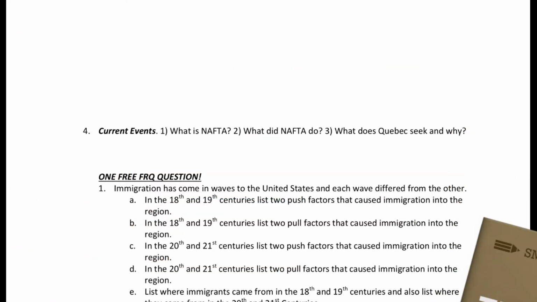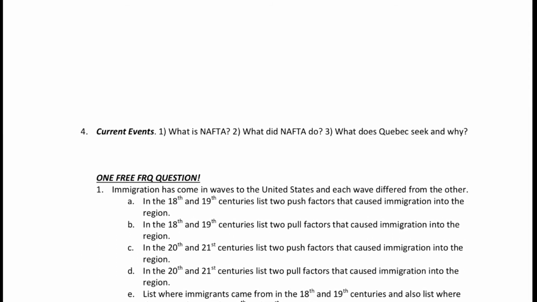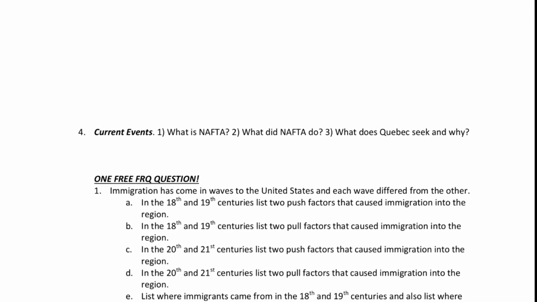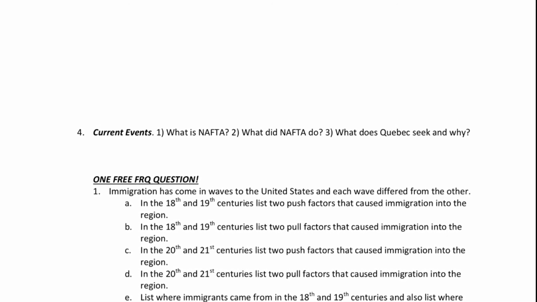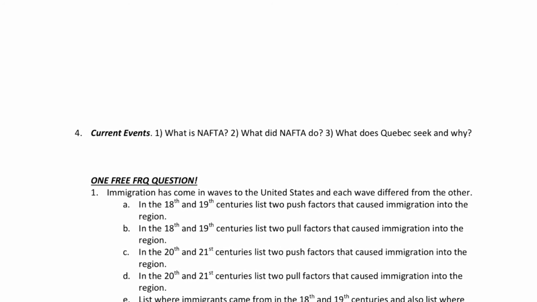Number 4, really short. There's only 3 questions, but I couldn't group it with any of the other ones, and it's coming from our current events lesson. Number 1, what is NAFTA? NAFTA is the North American Free Trade Agreement. This is an agreement that developed and exists between Canada, the United States, and Mexico.